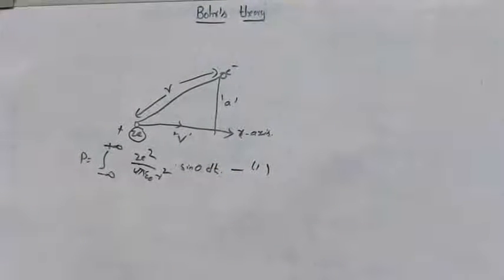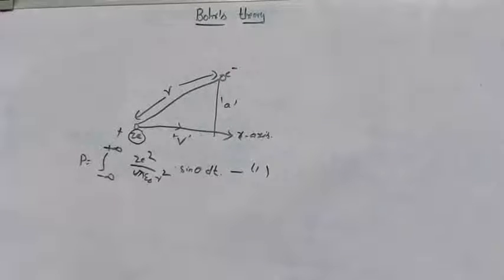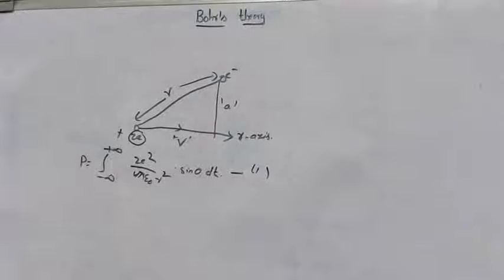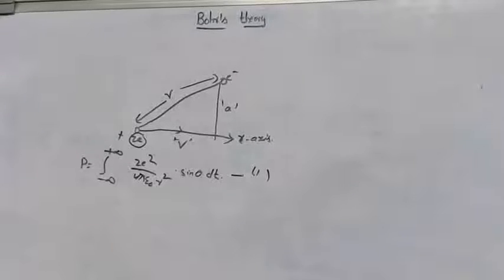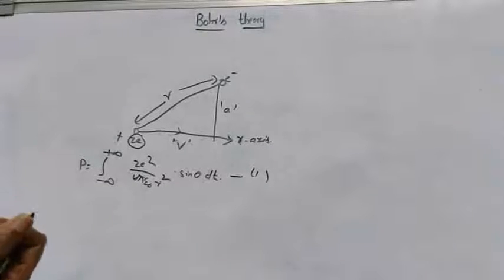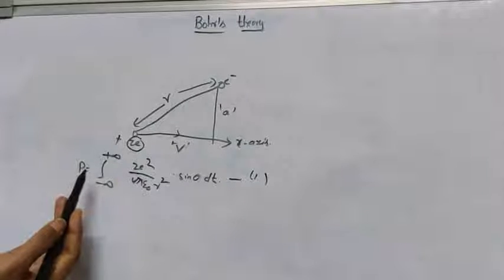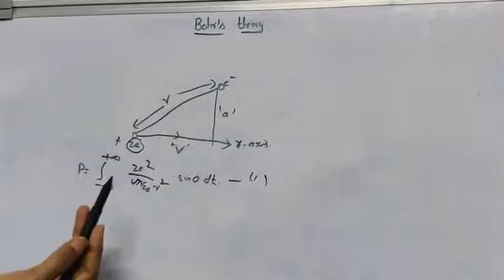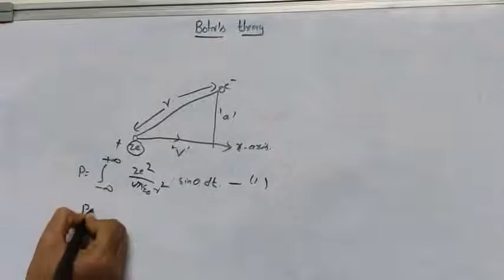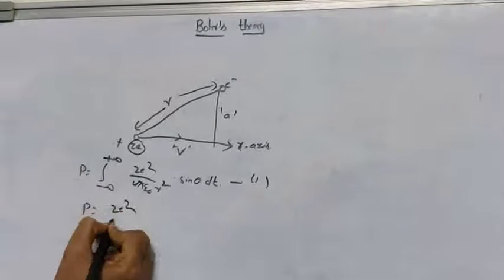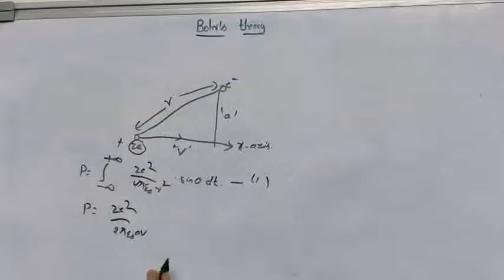Then we have considered equation 2. From the angle theta we have considered the equation 1 by r square is equal to sin square theta by a square, and by substituting in the momentum equation, finally we have derived P is equal to Ze square by 2 pi epsilon naught into AV.